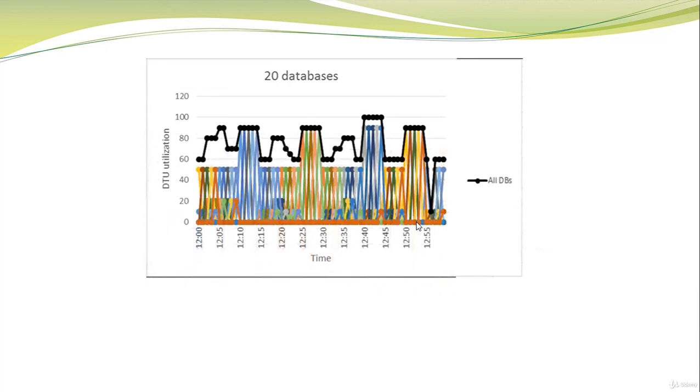If you look at this figure, the aggregate DTU utilization across all 20 databases is illustrated by the black line. This shows that the aggregate DTU utilization never exceeds 100 DTUs, and indicates that the 20 databases can share 100 eDTUs over this time period.